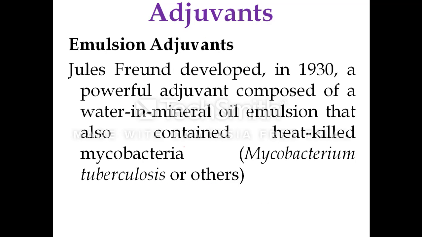Coming to the types of adjuvants, there are different types like the mineral salts, saponins, etc. Here in your syllabus, we have included Freund's complete adjuvant and Freund's incomplete adjuvant. These two are the types of emulsion adjuvants: Freund's complete adjuvant, and another one, Freund's incomplete adjuvant, FIA.